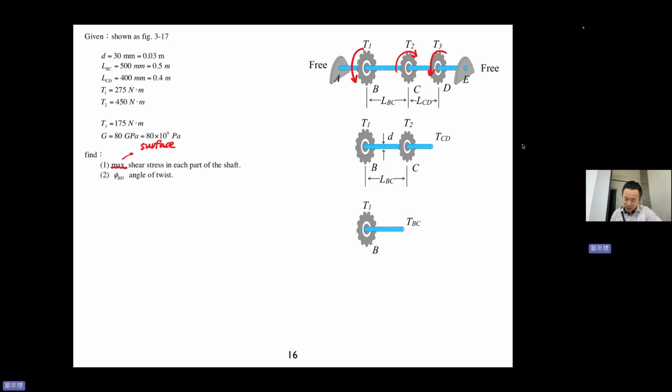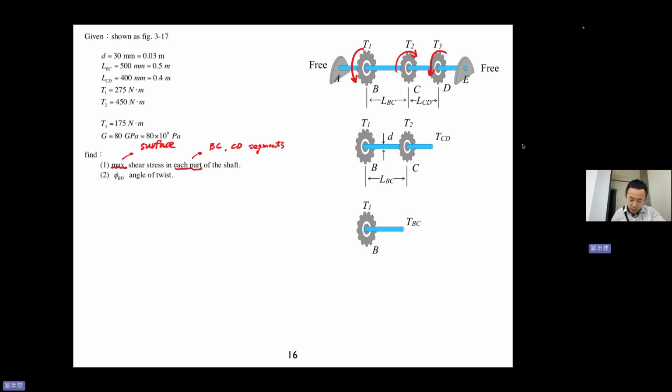So each part, what does that mean? It means that BC and CD segment, right? So BC and CD, these two segments. So yeah, that's it. So first thing, I want to determine the internal torsion in BC and the internal torsion in CD.